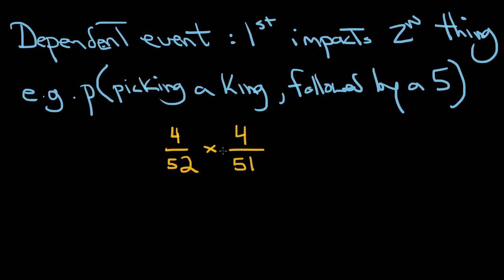So now it's 4 out of 52 times 4 out of 51, because I took a card and I didn't replace it. So I'm going to write down here, no replacement. That word replacement is going to be very popular in a lot of your worksheets and textbooks. So it did have an impact, because picking a king first really did impact picking a 5, since now there are fewer cards to pick from. I just wanted to give you a little preview of that.